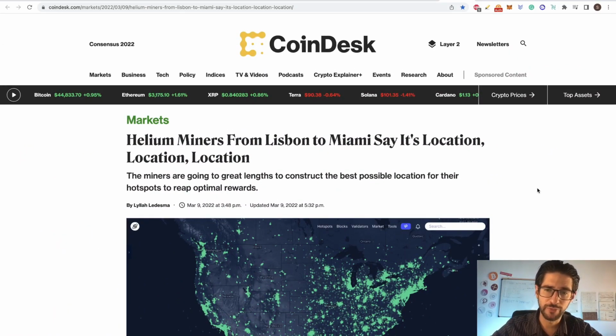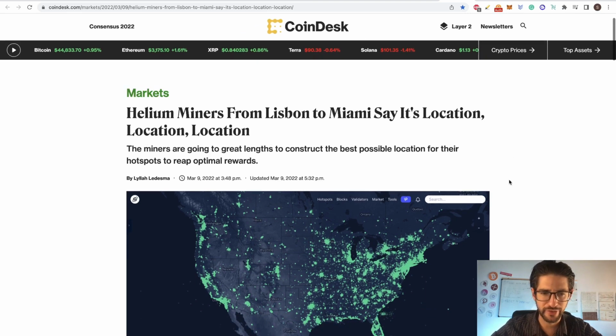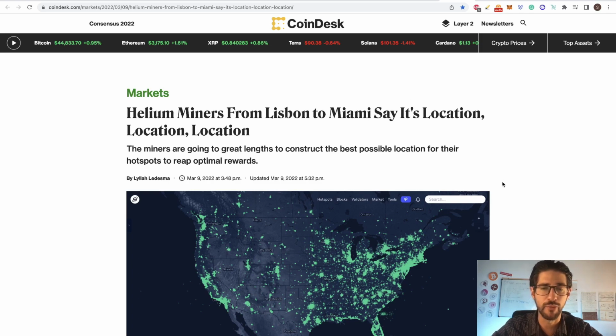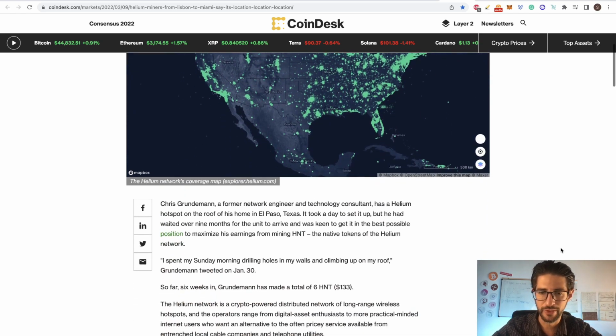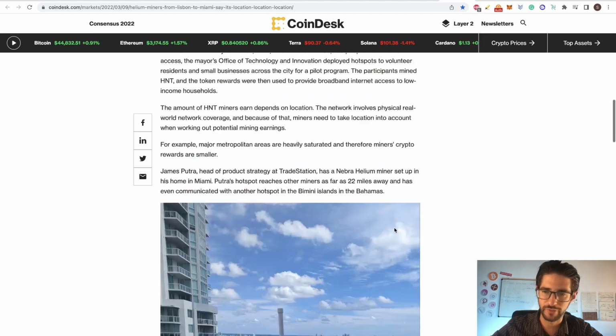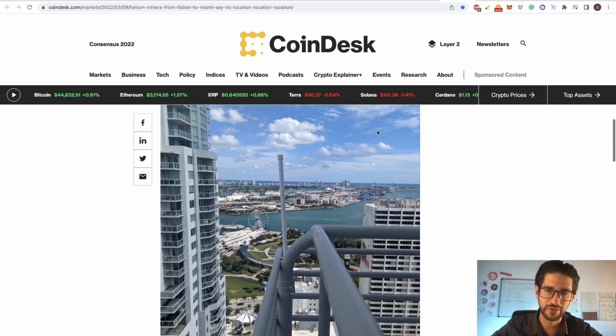Helium miners from Lisbon to Miami, says its location. In this article it's very interesting because many people talk about how they bought the hotspot and how much money they are making with it. Of course, remember, if the price of the token continues increasing in value, your earnings will also be more, but you can see, like I mentioned in the map, how the expansion of this is happening on the east of America. So this is great news. I will put the link in the description if you want to read this, but it's very easy to put the hotspot and start mining and earning HNT tokens.